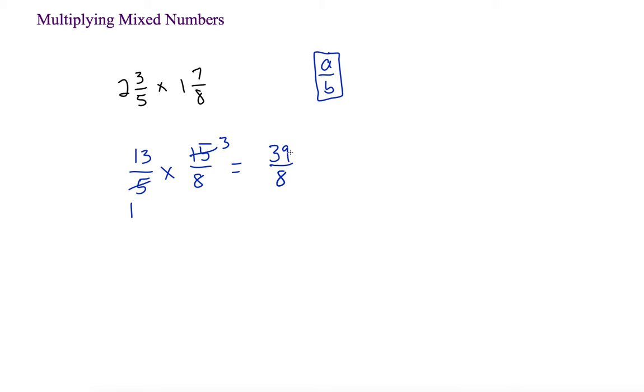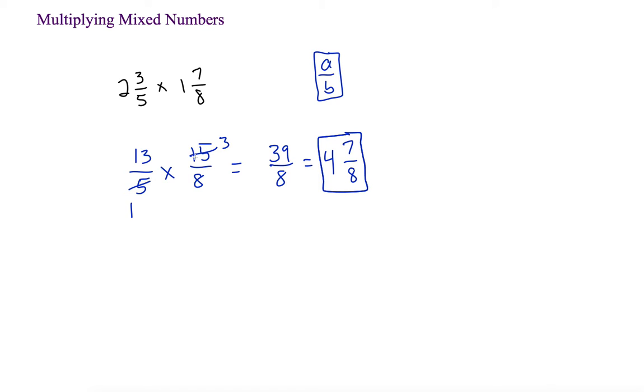Now, of course, I can flip that back into a mixed number by saying that 8 goes into 39, and it goes in there 4 times, and there's 7 left over. So the answer would be 4 and 7/8. Again, because I'm going to keep my denominator.